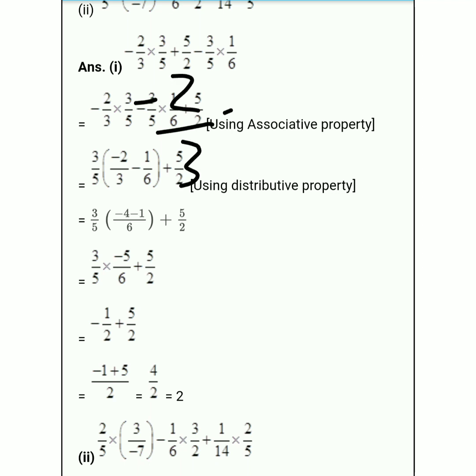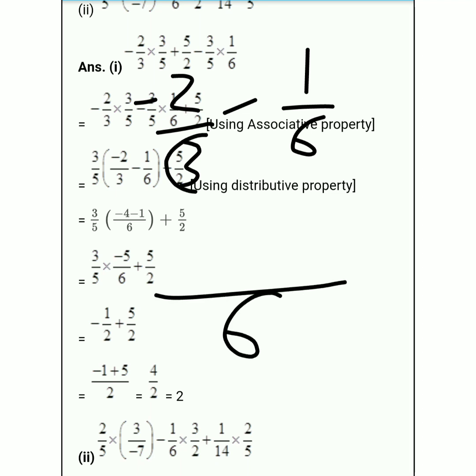Minus 2 by 3 and minus 1 by 6. I take LCM, right? LCM is 6. So first of all write the denominator 6. Here 3 2s are 6. So same thing we need to do with numerator.